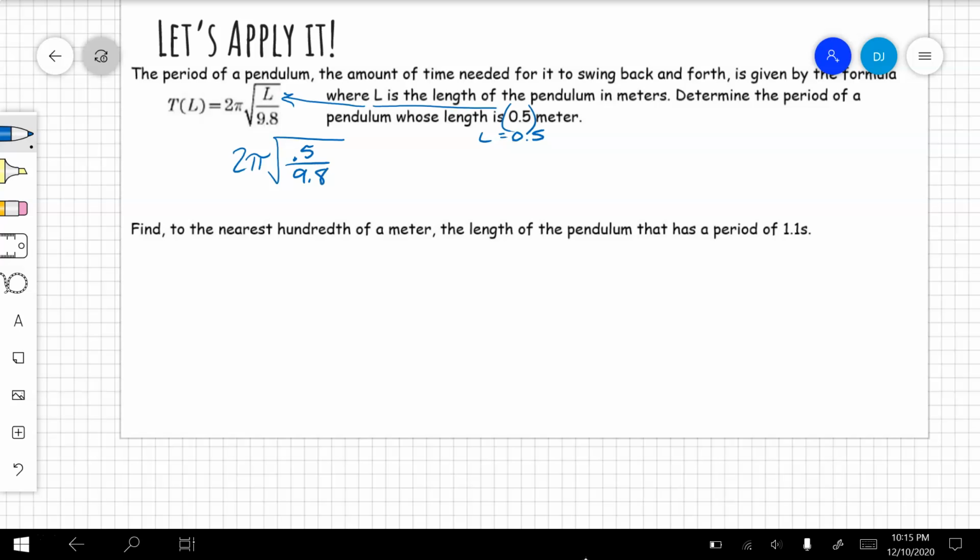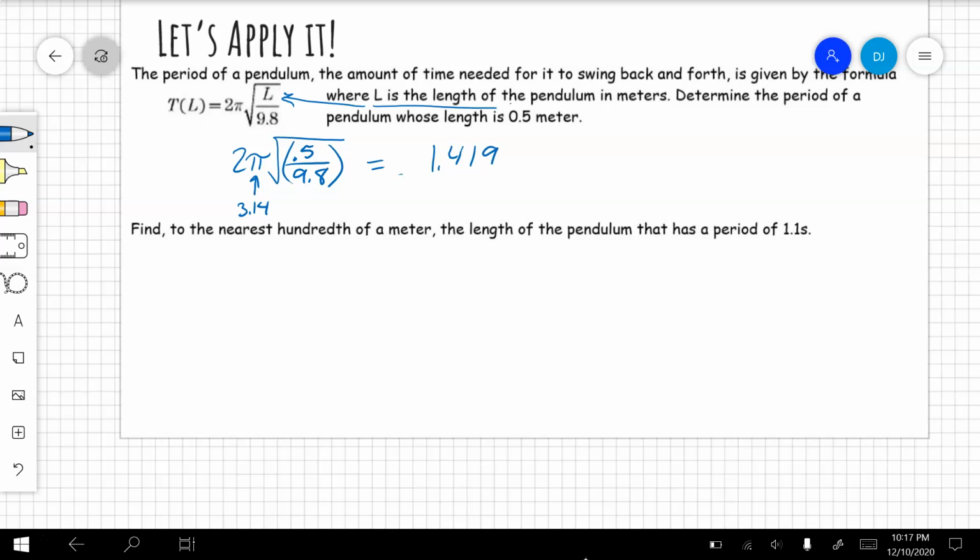All right, so I'm going to simplify on the inside before I do anything else. So 0.5 divided by 9.8 is going to give me a decimal that I'm going to keep in my calculator. Or if you have a calculator, you could just use the parentheses. Okay, so I went ahead and typed that in and solved it out. 2 times pi times the square root of 0.5 divided by 9.8 is 1.42, or if you go 3 decimal places out, to thousandths, it would be 1.419.